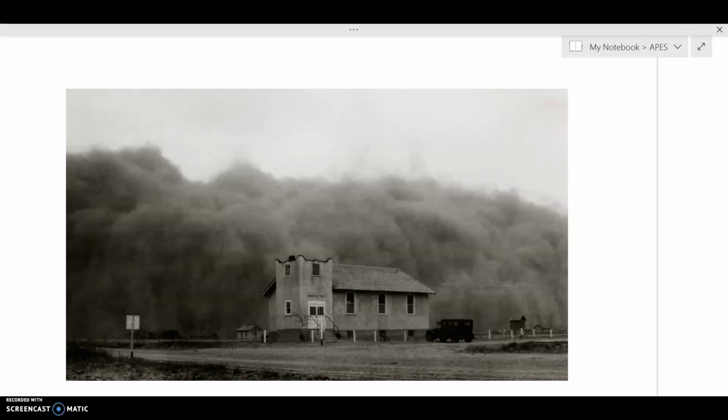It couldn't stay on the ground, the soil. So the wind would pick it up. As I said, the water would pick it up. So this is just one example of what can happen when you're not mindful of the soil and its ability to erode.